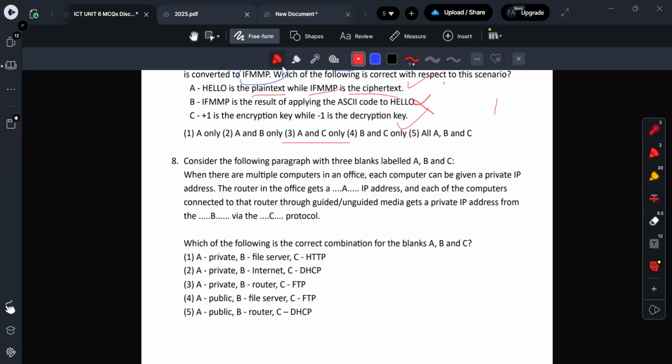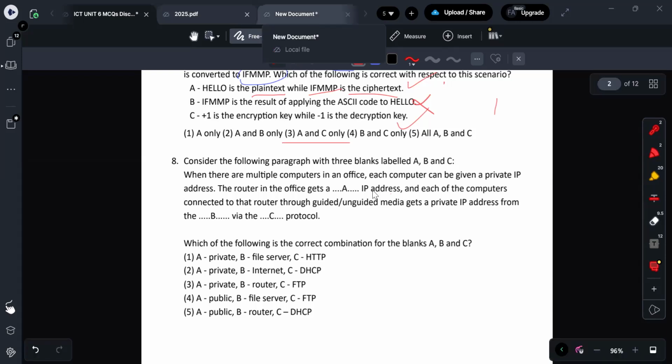If I am encrypting using +2 encryption key, what will H turn into? H, I, J, right? So over here, see, this is the encrypted message. Hello. Sorry, I mean the plain text. IFMMP is the encrypted one.